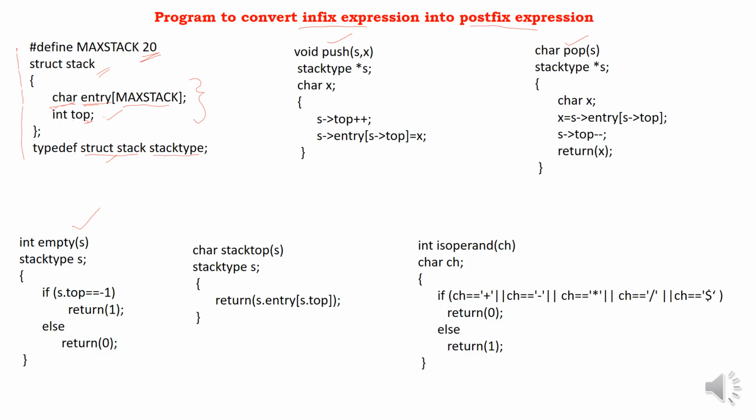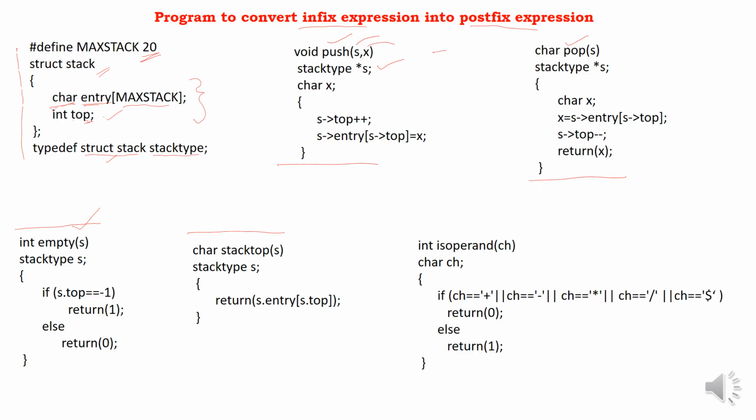So all four functions are defined here: the push function, the pop function, the empty check, and then finding the topmost character from the stack. Let me first explain push. Push(s, x): s is of stack type, the stack, and x is the character we are pushing.